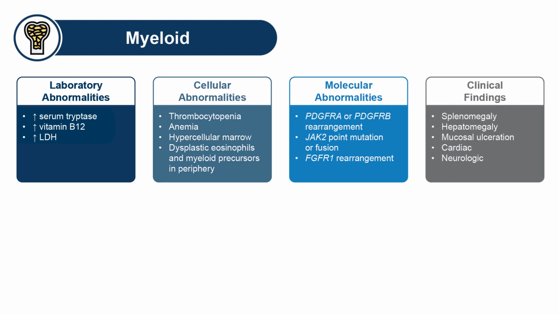The clinical findings in these patients may include, as I mentioned, asymptomatic presentation, or they may actually present with splenomegaly, hepatomegaly, or other mucosal involvement, such as mucosal ulceration of the mouth or lips and sometimes the genitalia.